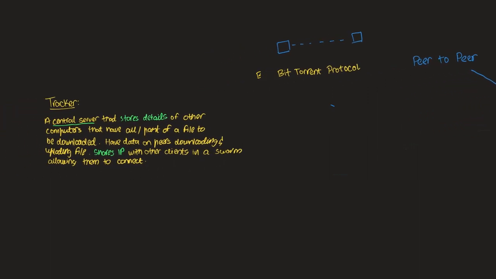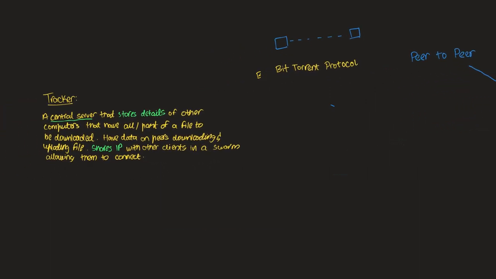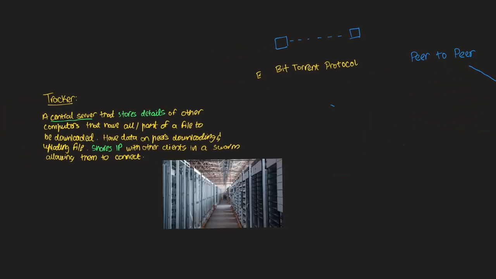There are three things the BitTorrent protocol runs on. The first is a tracker. It is the central server that stores details of other computers that have all or part of a file to be downloaded. It has data on peers downloading and uploading the file. It shares the IP address with other clients in a swarm, allowing them to connect.